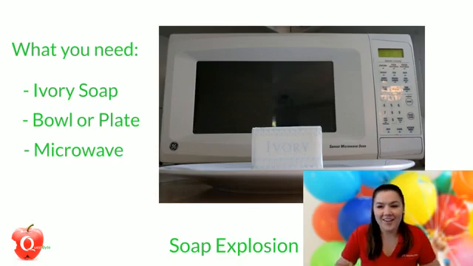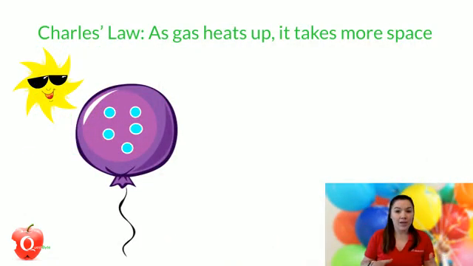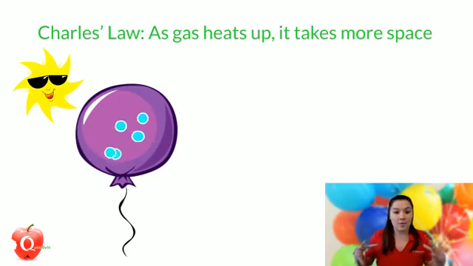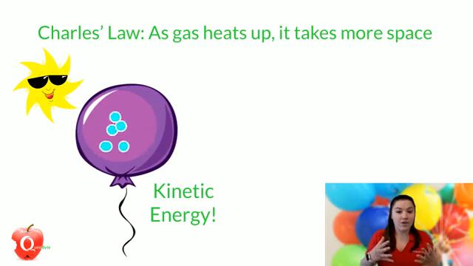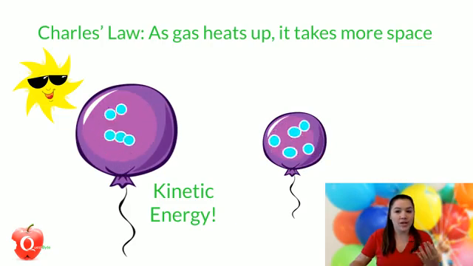Good job, guys. And Charles' law says that as a gas heats up, it takes more space. So let's say that you had a balloon with gas particles in it. When it's warm, the gas particles move really fast, taking up more space. That's because of kinetic energy, or the energy you get in motion. When the balloon is colder, the particles move slower, which takes up less space, and that's why it shrinks.